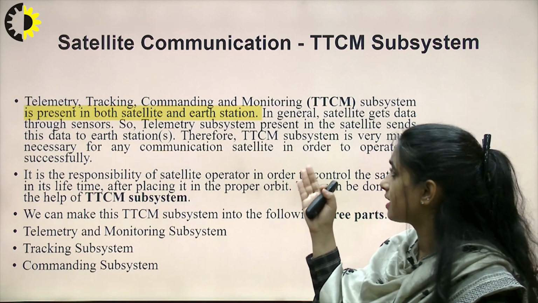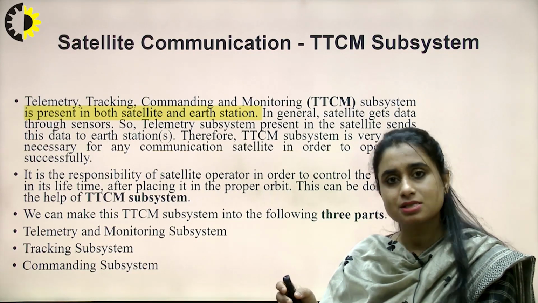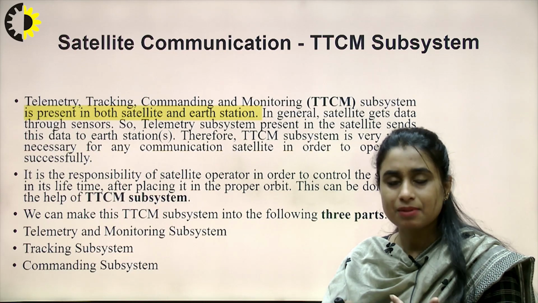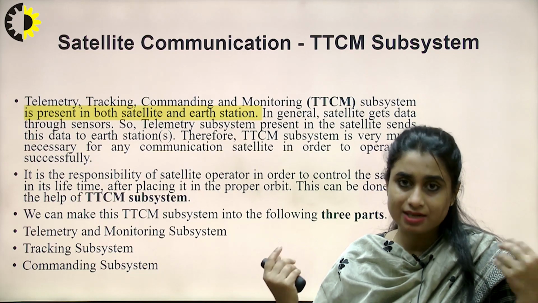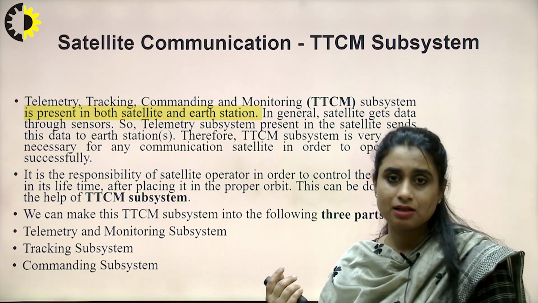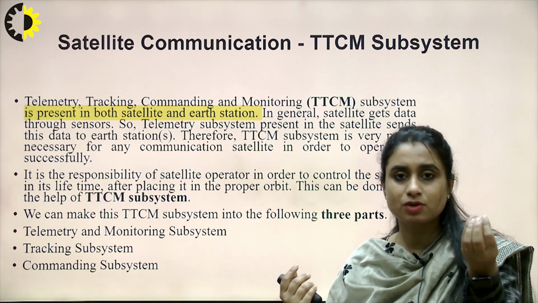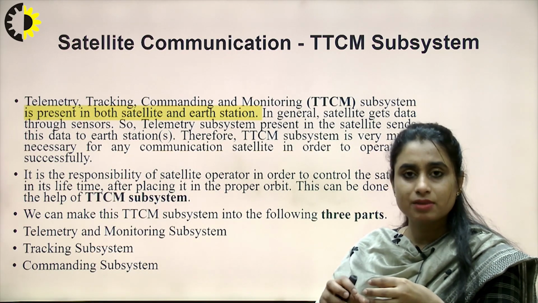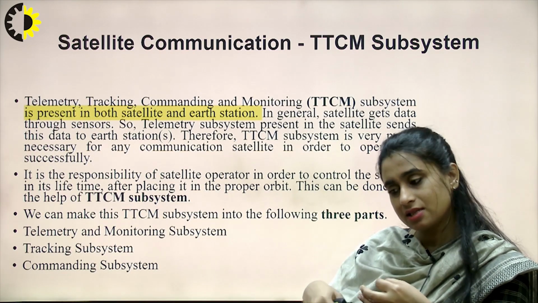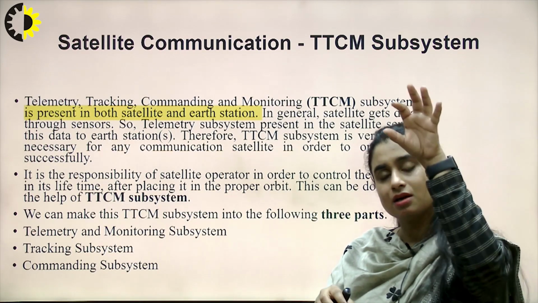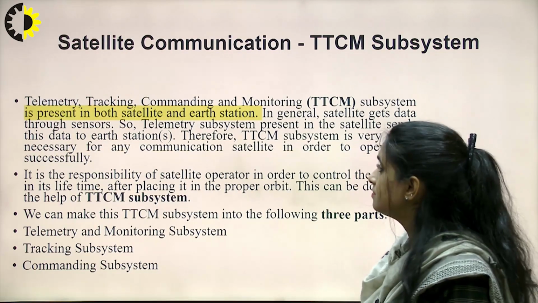In the telemetry, tracking, commanding and monitoring system, this is present in both the satellite and the Earth station. As an example, sensors are present on the satellite to check its temperature and the health of the satellite, and the signal is sent from there using a communication module. There is a part of the communication module installed at the Earth station that will receive that signal, and the correction signal will also go from here. So part is at the satellite and part is at the Earth station, right?